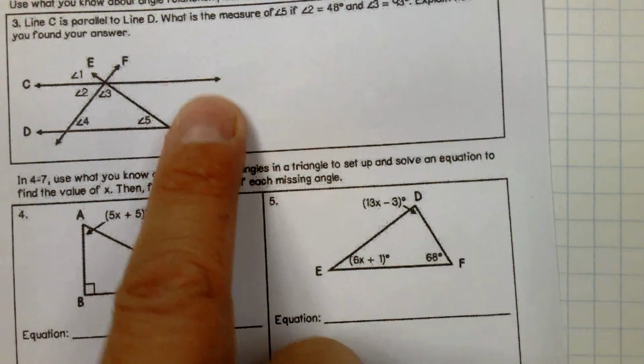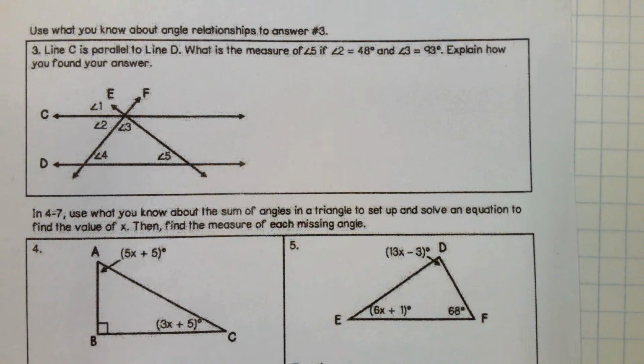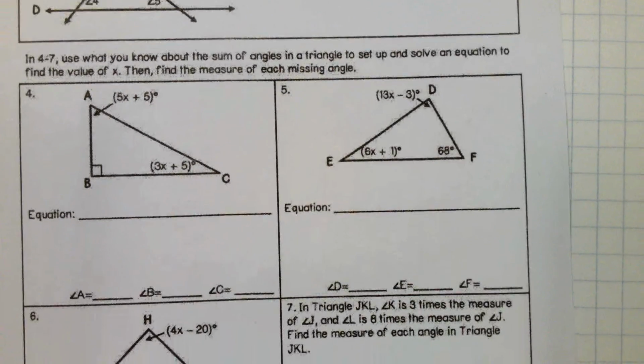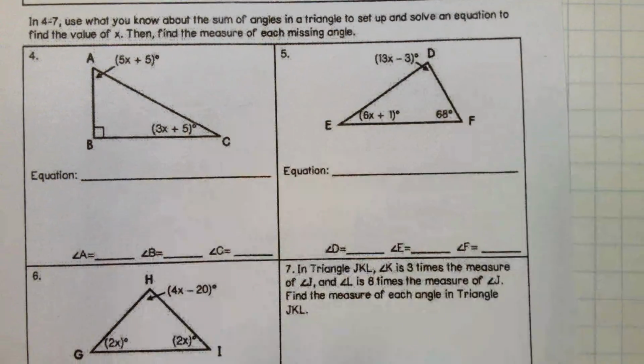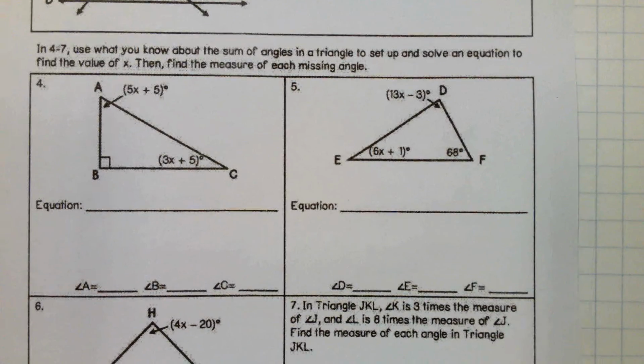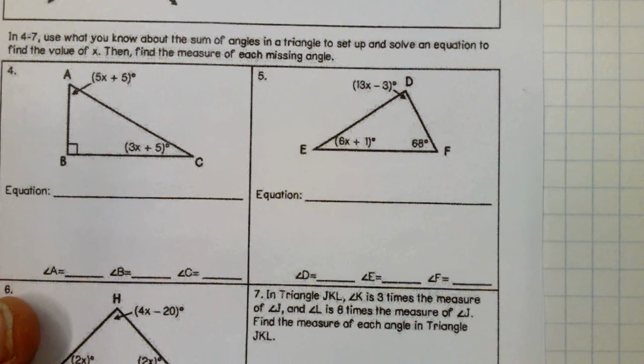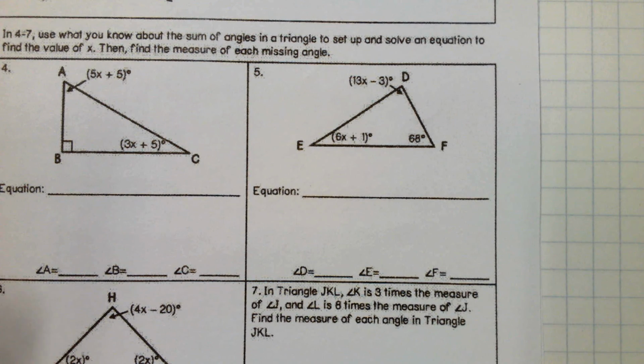We're going to flip the page. We'll skip this one too. This was kind of a practice with those skills. But the main thing we want to practice is this. Okay? So we'll start with number 4. We're going to do 4 through 7 together, okay? It says, use what you know about the sum of the angles in a triangle to set up and solve an equation to find the value of x. Then find the measure of each missing angle.